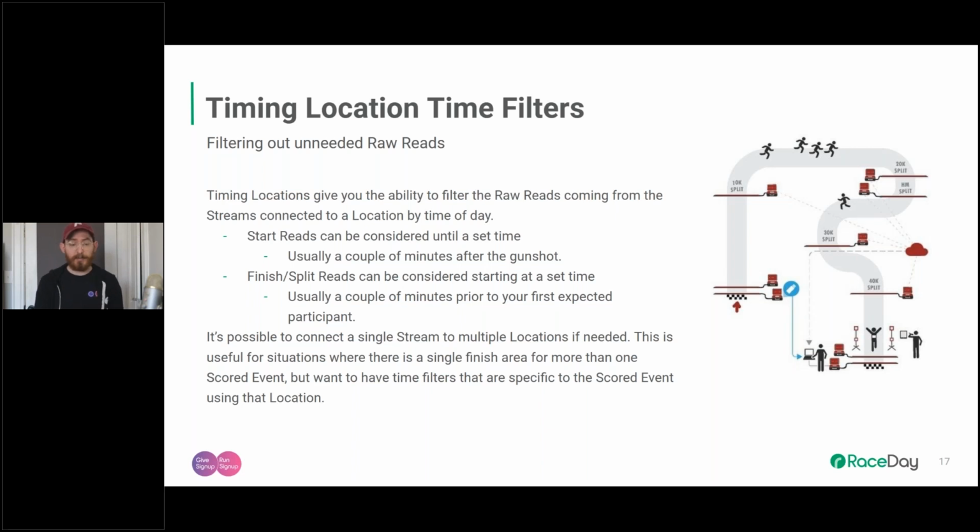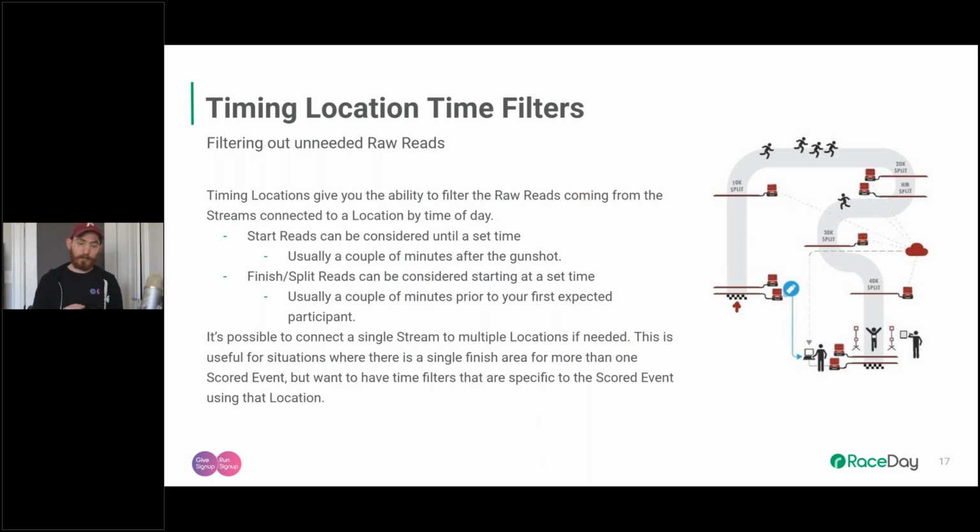So if you have that kind of setup and you're concerned about the time filters not being able to be applied specifically enough, meaning like I have a 5K and a 10K and I want to say earliest 10K is going to be 31 minutes, earliest 5K is going to be 14 minutes, what you can do is create two different locations, one called 5K finish and one called 10K finish, and you can have your single stream called finish, let's say, connected to both of those.